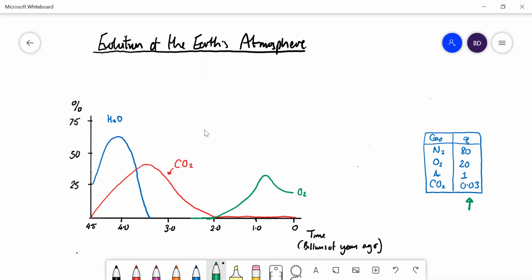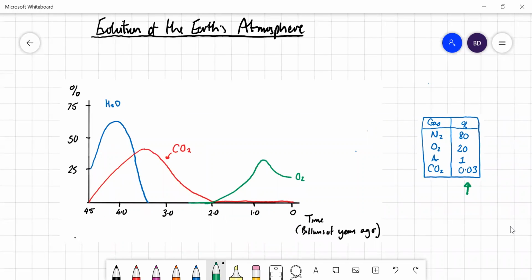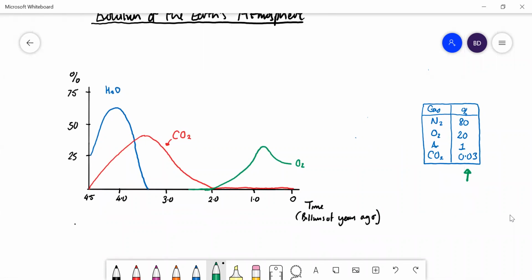Okay, so the oldest rocks on the Earth are about 4.5 billion years old, and this is where we're going to start looking at the Earth's atmosphere. You can see early on there was a lot of water vapor, and that dropped to very low levels. That was due to the temperature of the Earth dropping and the water condensing to form oceans, so it becomes liquid water rather than gaseous water.